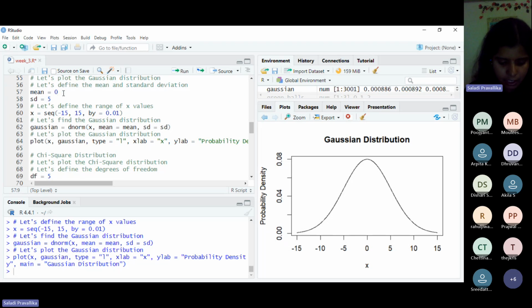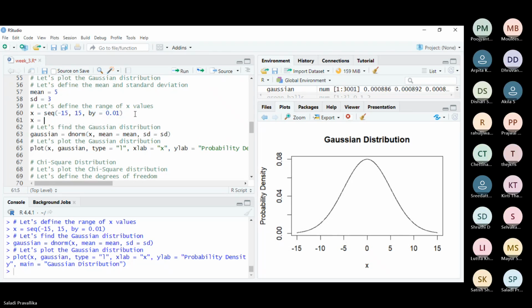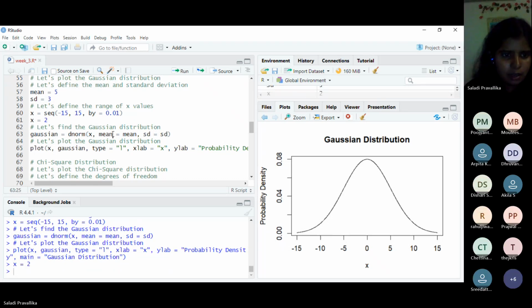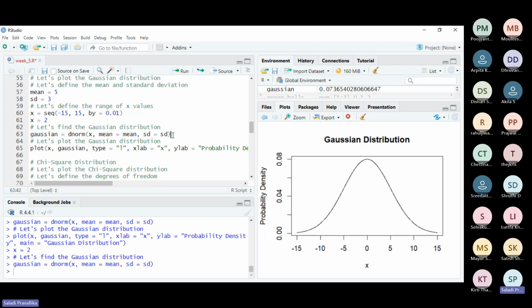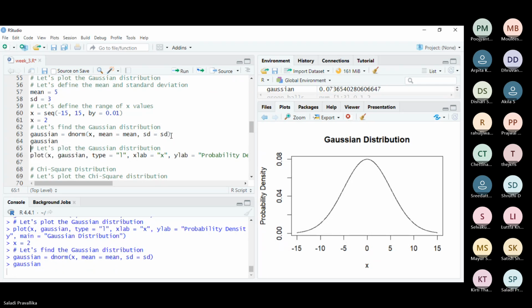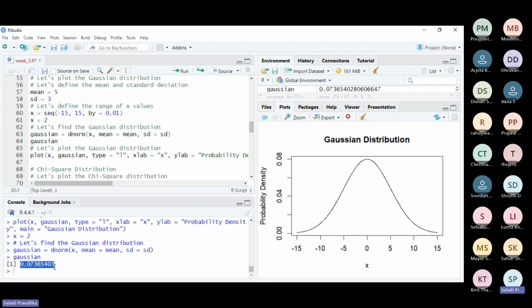So let us give the values that we are using. mu equal to 5 and standard deviation equal to 3, and x is not significant. We want to see what the Gaussian value is. And this is the f of x value that I'm going to get given the mean equal to 5, standard deviation equal to 3, and x equal to 2. Okay, is it clear?